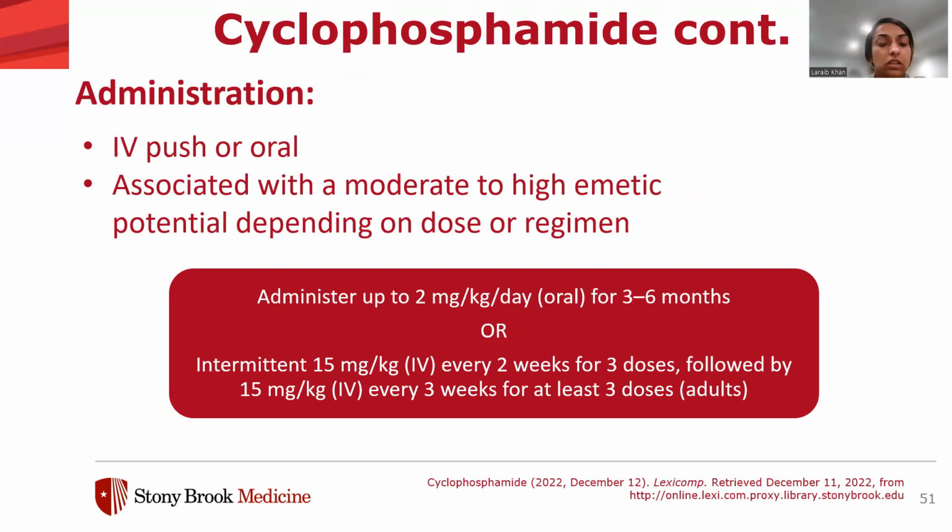And this is the dosing scheme on the bottom. You can give the oral for 3 to 6 months, or you could give IV every 2 weeks or every 3 weeks for at least 3 doses. Cyclophosphamide is associated with a moderate to high emetogenic potential, so you might consider giving a patient an antiemetic regimen before giving them cyclophosphamide. A common side effect of cyclophosphamide is hemorrhagic cystitis. Next, we're going to talk about how hemorrhagic cystitis actually happens with cyclophosphamide.